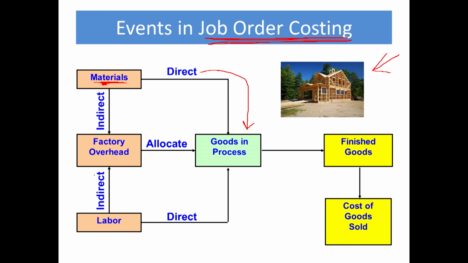Now, if it's an indirect material, you can't directly trace it to a job. What you're going to do is accumulate it in the factory overhead account. Similar situation with labor. If it's direct labor, you can directly trace it to the job in process, or the goods in process, by nature of it being direct. But if it's indirect labor, just like indirect materials, you're going to accumulate it into this factory overhead account.